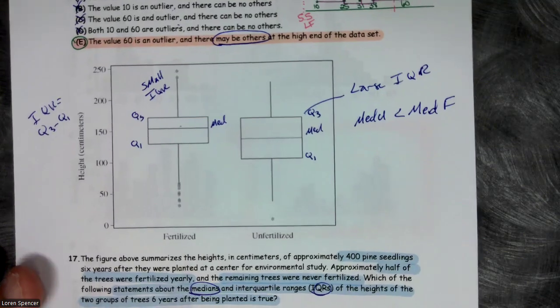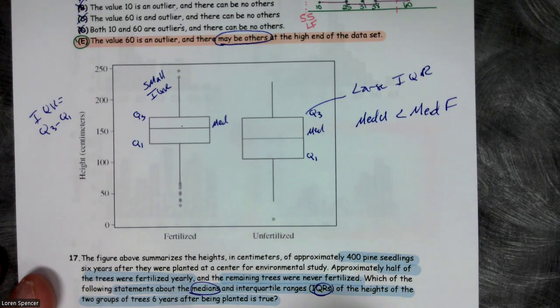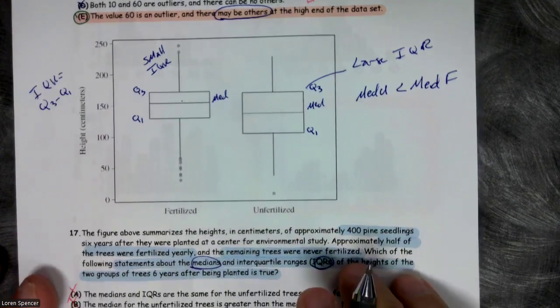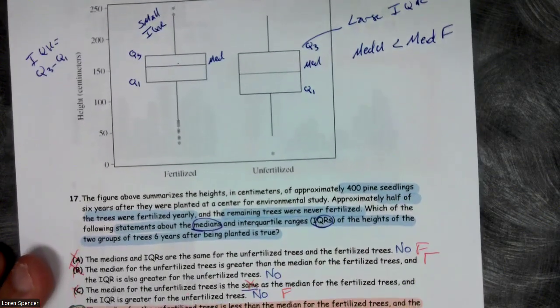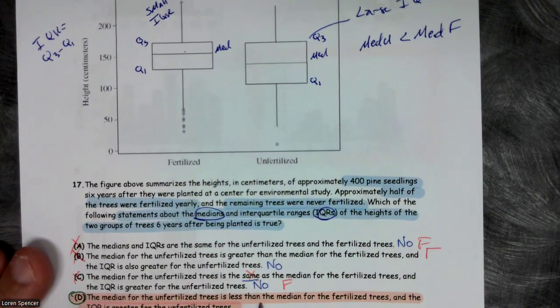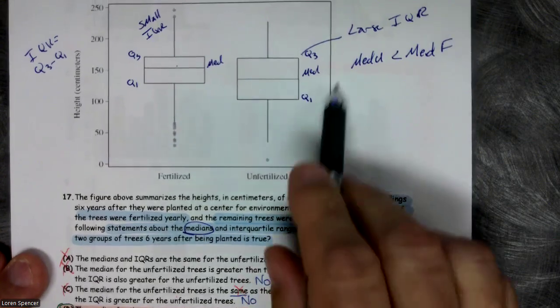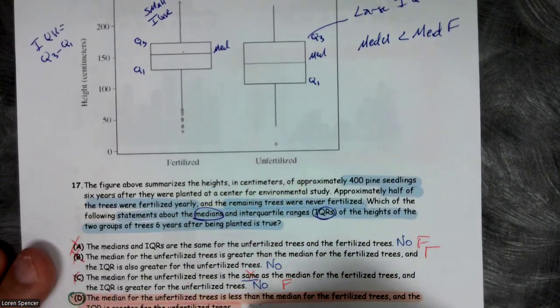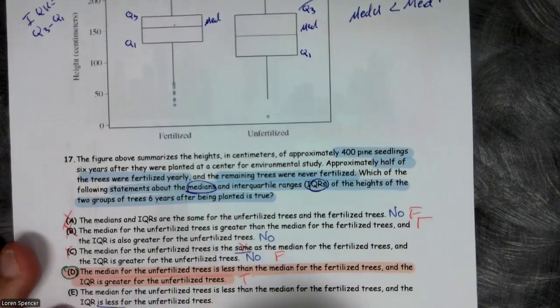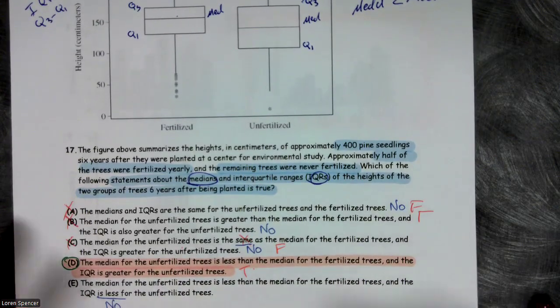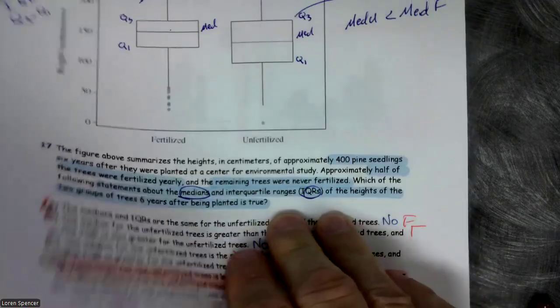The median of the unfertilized trees is the same. No, it's not the same. It's less. That's false. The median of the unfertilized trees is less than the median for the fertilized trees. Yes. And the IQR is greater. Yes, it has a larger IQR. That one is true. We have a winner. Our answer choice for this one is D. All right.